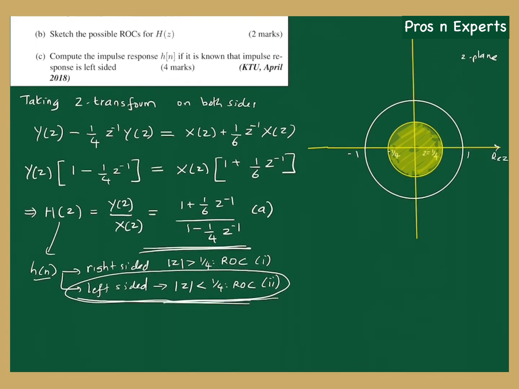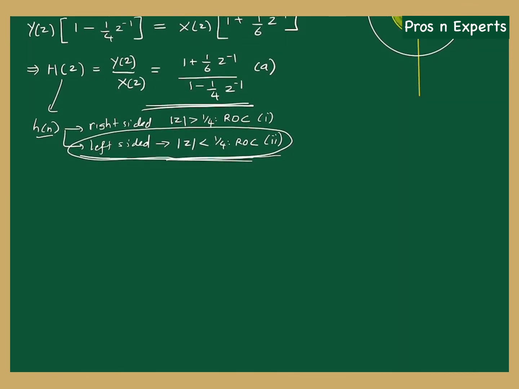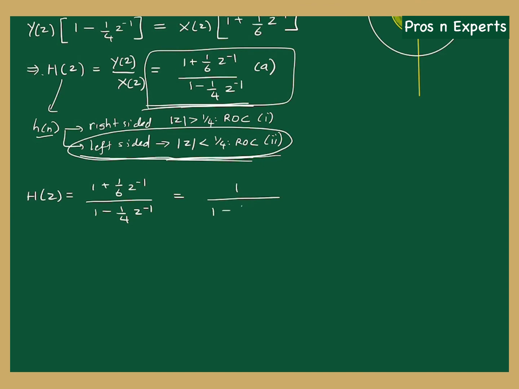So to do that, let us consider the h of z. I'm rewriting h of z. We have already found out h of z here, right? H of z equal to 1 plus 1 by 6 z inverse divided by 1 minus 1 by 4 z inverse. Straight away, we cannot apply any inverse transform rules to get h of n. So what I'm doing is, I'm splitting this fraction into 1 by 1 minus 1 by 4 z inverse plus 1 by 6 z inverse into 1 by 1 minus 1 by 4 z inverse. Okay, this is same, right?